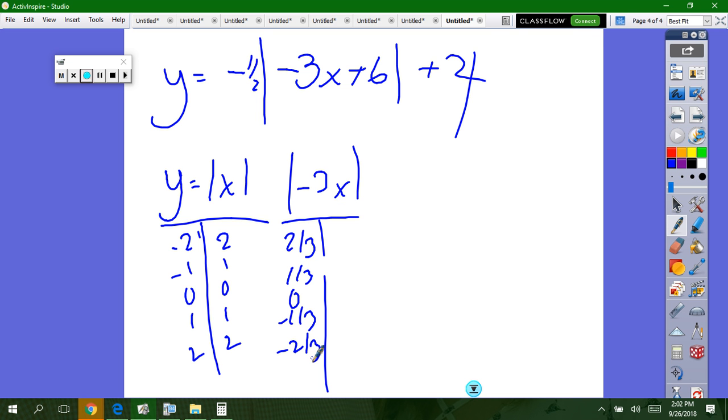Did that change my y values at all? So notice I still have 2, 1, 0, 1, 2. Does anybody not believe me? If you don't believe me, pick a point. Oh, I'm going to pick -2/3. What's -3 times -2/3? 2. What's the absolute value of 2? Oh, I'm right again. Hey, which way are we going to shift?